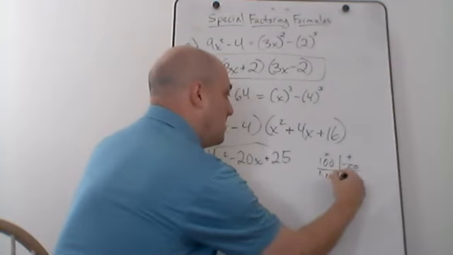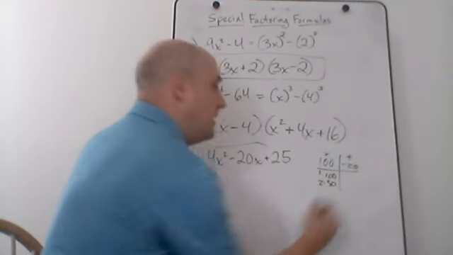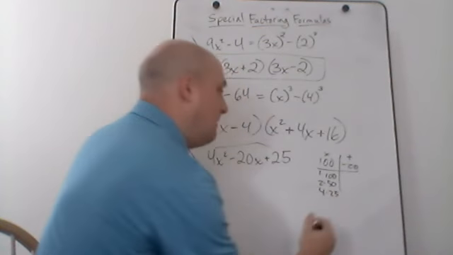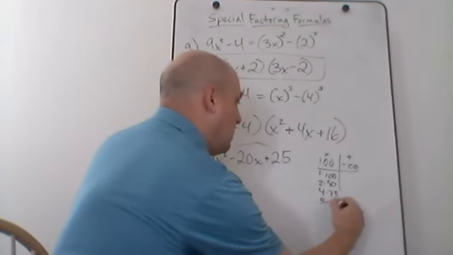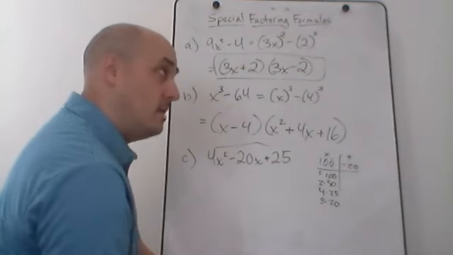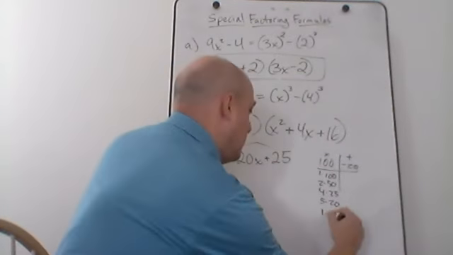100 can be 1 times 100. It can be 2 times 50. 3 won't go into 100. It can be 4 times 25. It can be 5 times 20. 6 won't go into 100. 7 won't. 8 will not. 9 will not. It can be 10 times 10.